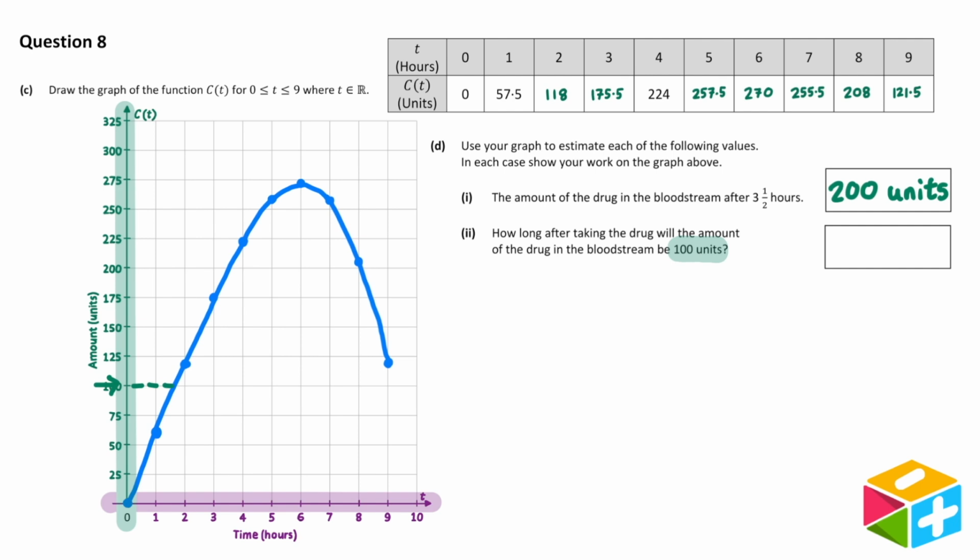To find the time it takes for there to be 100 units of the drug in the bloodstream, we should drop a vertical line down and read off the value from our time axis. The value here is approximately 1.7. So our answer is 1.7 hours.